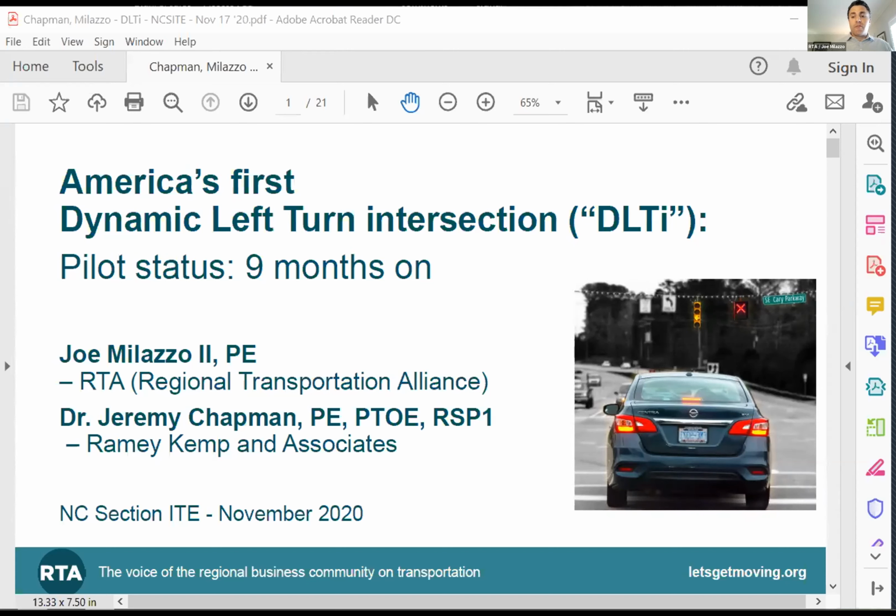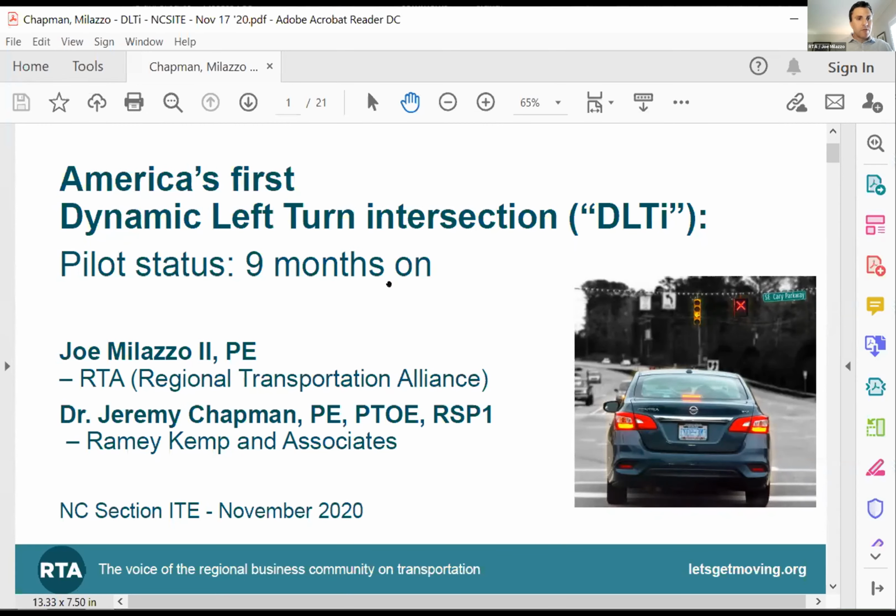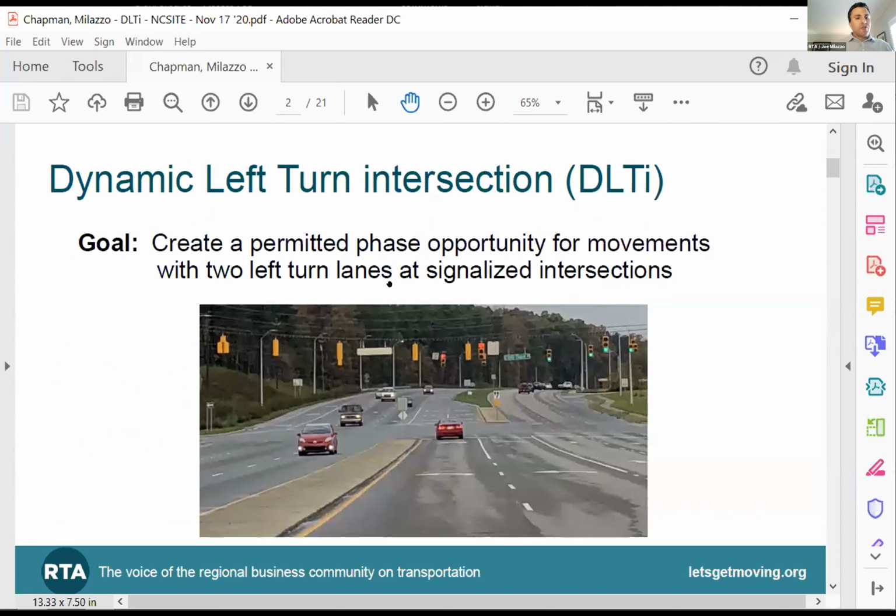In terms of level setting for the presentation this morning, my co-presenter, Dr. Chapman with Ramey Kemp, has provided some outstanding and ongoing guidance on human factors. He'll be speaking to that about halfway through. I'm going to talk briefly about the purpose of the DLTI, the development of it, and the evolution over time. And again, it's the first one. So let's get right to it. If you look at this, I'll go to the next slide. Dynamic left turn intersection.